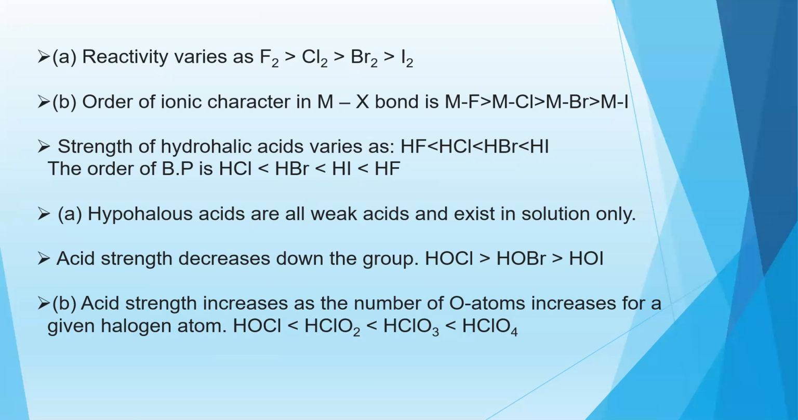Hydrohalous acids are all weak acids and exist in solution only. The strength of hypohalous acids, the acidic strength, decreases down the group, that is HOCl greater than HOBr greater than HOI. Acidic strength increases as the number of oxygen atoms increases for a given halogen atom. It follows like this: with more oxygen atoms, the acidic strength increases. Now, these reactivity series are very, very important.